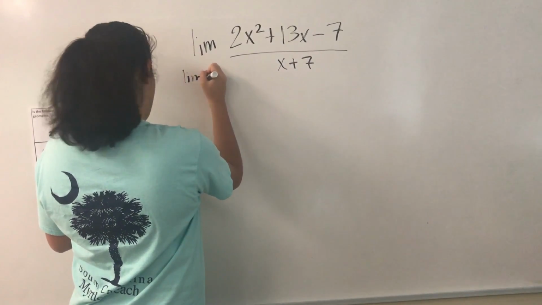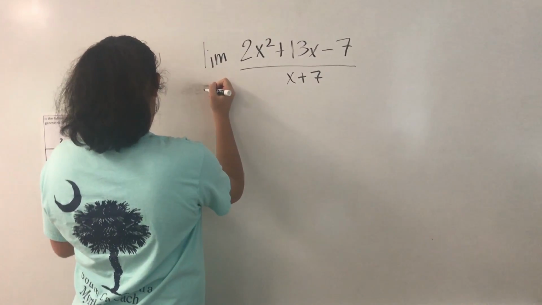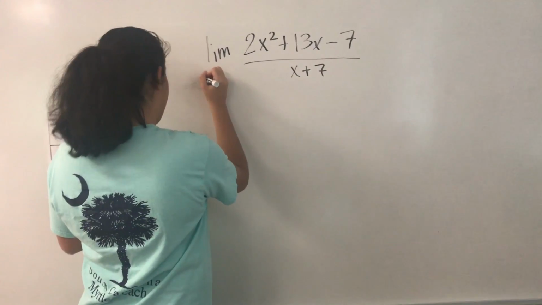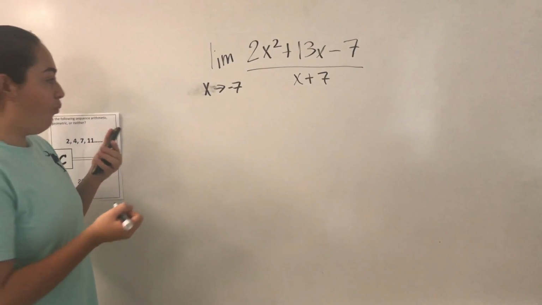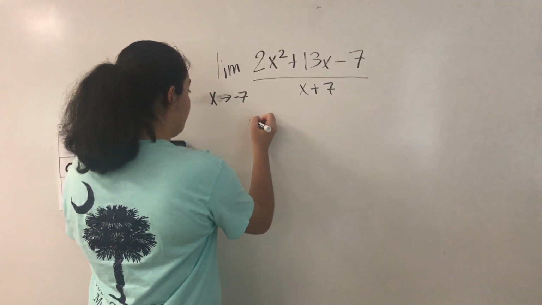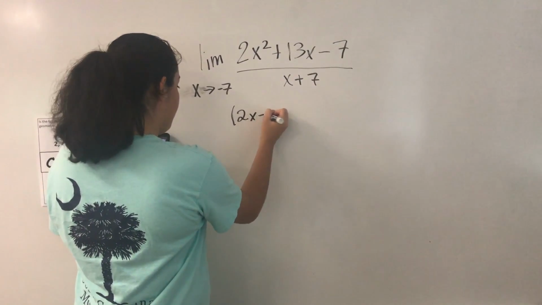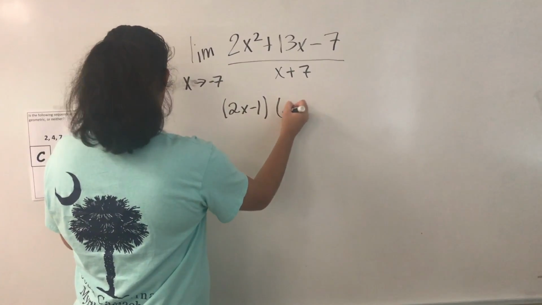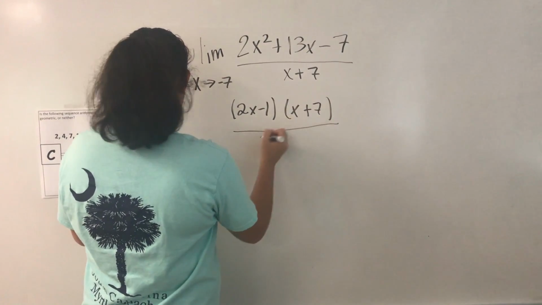Now we will solve another problem by canceling and factoring. This might be a little bit harder as you have to factor. So now we have the limit of 2x squared plus 13x minus 7 over x plus 7 as x approaches -7. Now we will solve the problem.